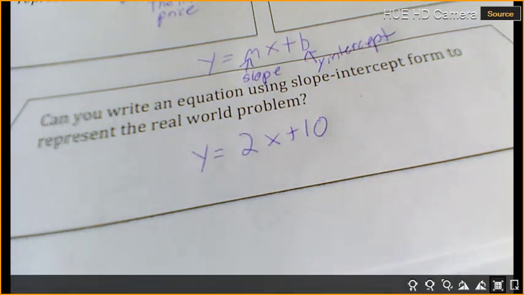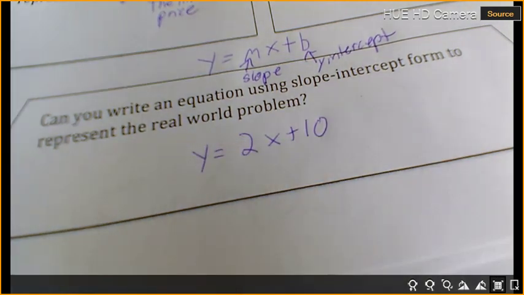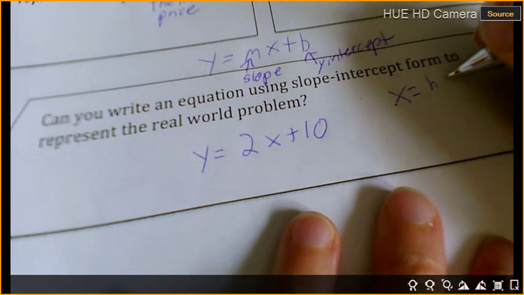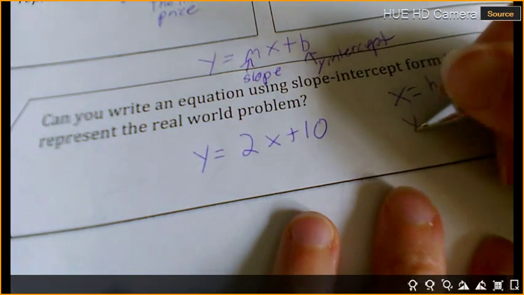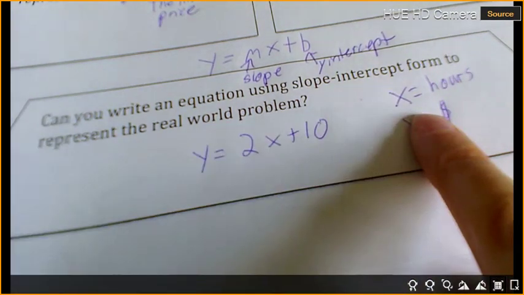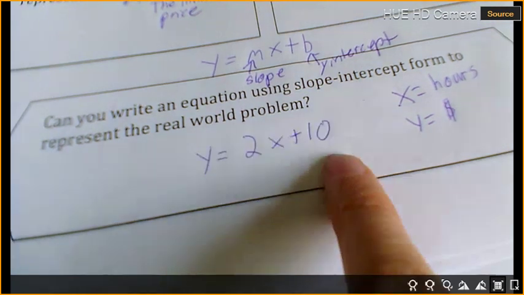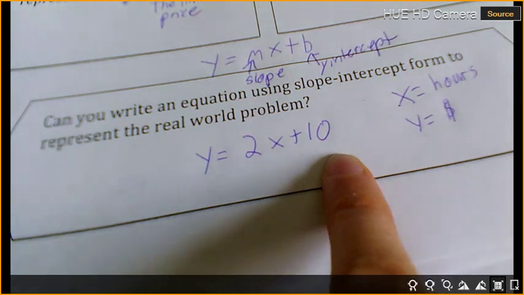You can't solve that problem. No, but if I said I took the canoe out for 10 hours, you're going to plug the 10 in for x. Okay, x equals the number of hours, y equals the money, the total cost. So if I go out on the canoe for 10 hours, I'm going to go 10 times 2. That gives me 20. Plus 10, it's going to cost me $30.